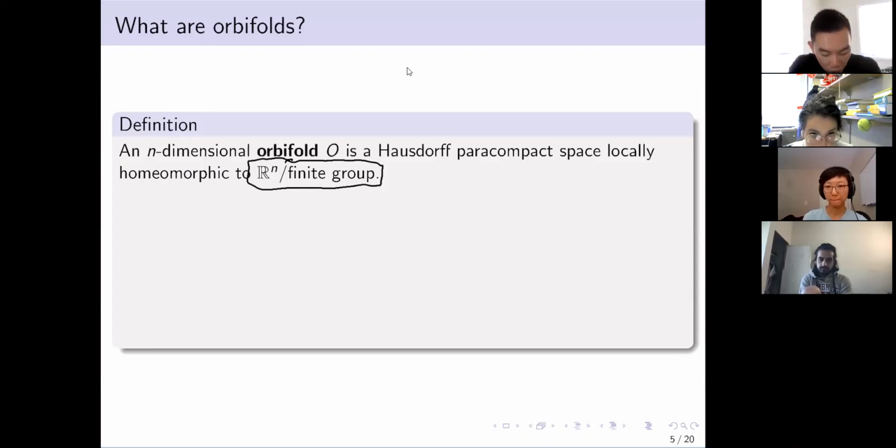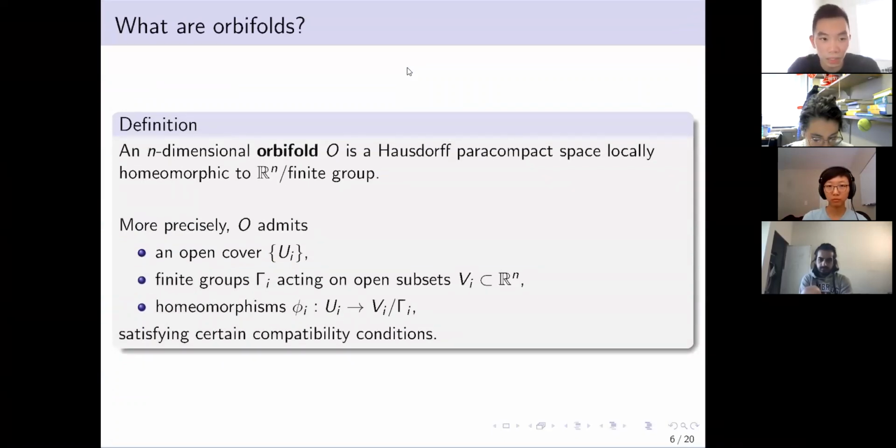If I want to be a bit more rigorous, then I can probably define this in terms of charts. So for example, being an orbifold means that I have some open cover U_i. And then in each of these open sets U_i, there's a homeomorphism between this and some open subset V_i that is Euclidean. And then I take the action of some finite group Γ_i acting on V_i to itself. And then I also say it has to satisfy some certain compatibility conditions.